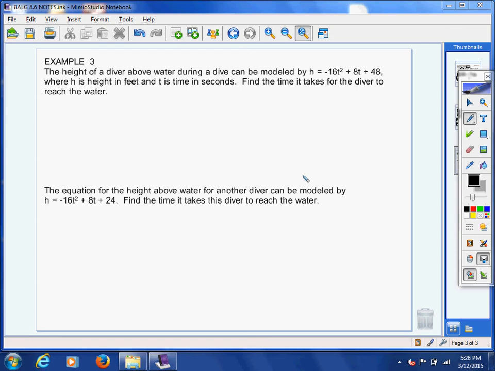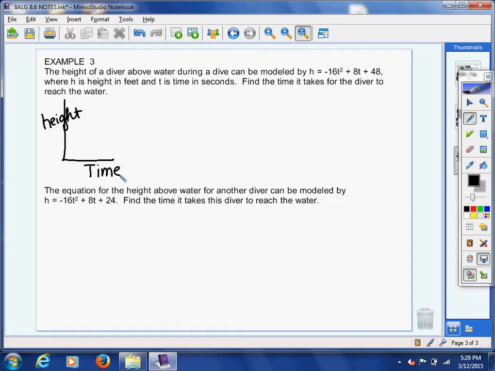8.6, we're going to do example 3 together. We have this situation. The height of a diver above water during a dive can be modeled by h equals negative 16t squared plus 8t plus 48, where h is height in feet and t is time in seconds. So again, it's that very typical height here on your y-axis and time here on your x-axis if we were going to graph it.